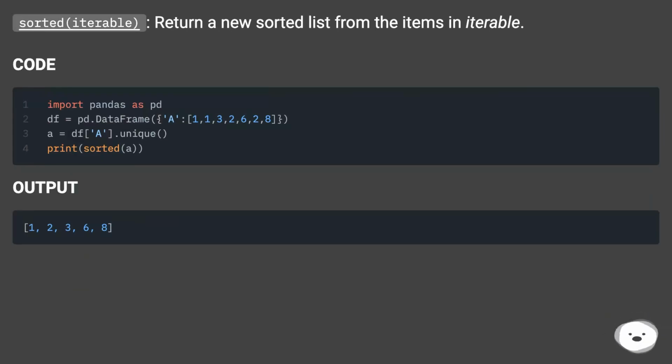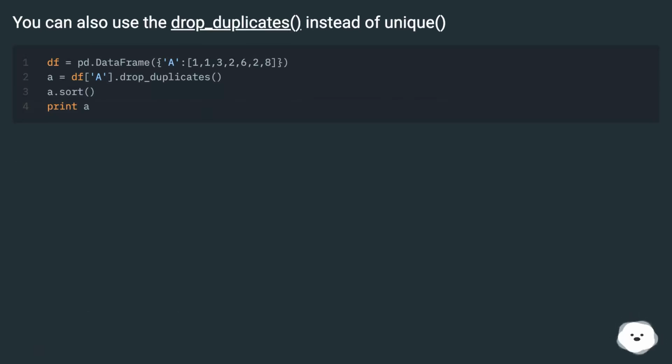sorted(iterable) returns a new sorted list from the items in iterable. Code. Output. You can also use drop_duplicates instead of unique.